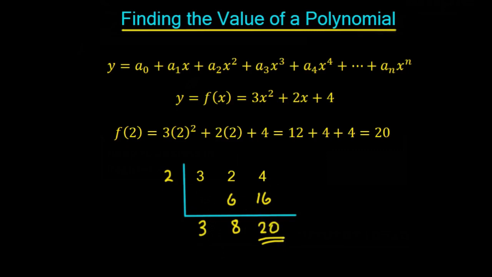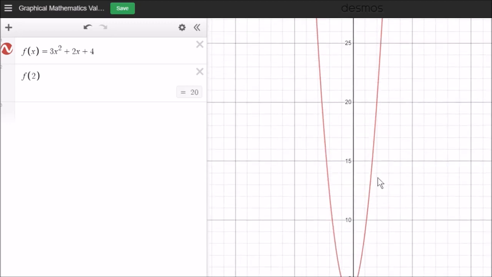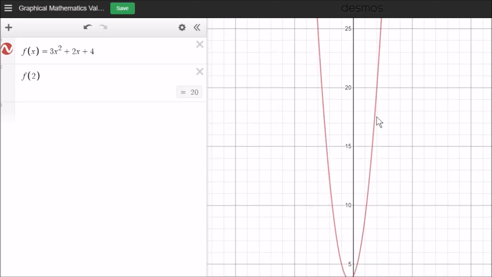So let's go ahead and see what this looks like in the graphical calculator. This is our function here plotted out in the graphical calculator. We have our f of x equals 3x squared plus 2x plus 4. And then I've put in the value f of 2 and it gives us a value of 20. So really what we're saying is that if we come along the x-axis here to a point 2, so there's point 1 and there's point 2, then we have to go up to 20 in order to hit the graph. So you can see that here as well.